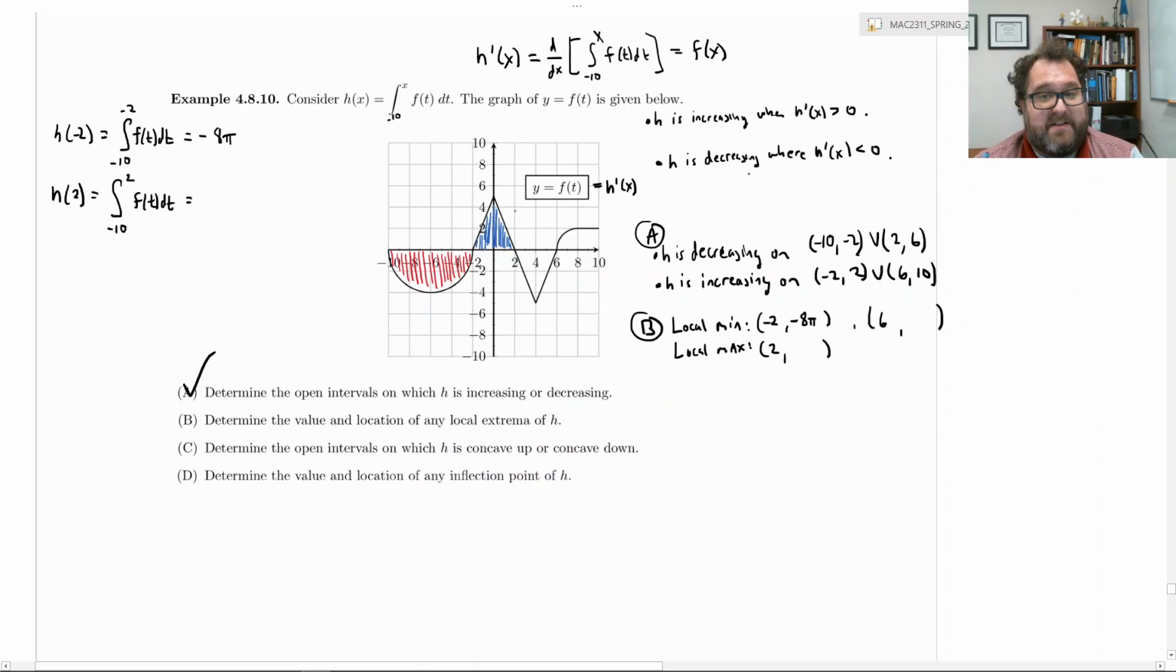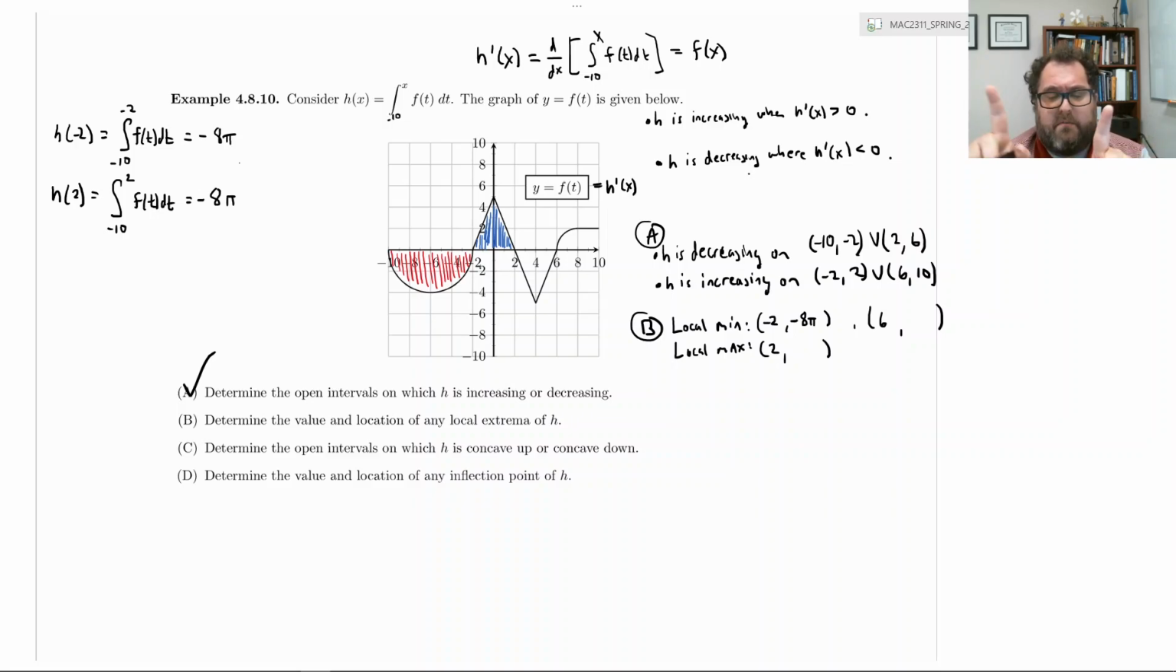Now think about it though, that's a triangle. It's entirely above the x-axis. So it's going to have a positive contribution to the net area, the accumulation function. So I'm going to have what? I'm going to have the original negative 8 pi. That's the red because I'm going from, again, negative 10 all the way to positive 2. So I have negative 8 pi, but then what's the area of that triangle?